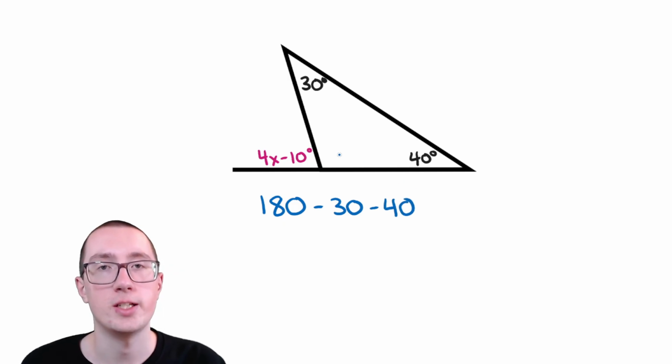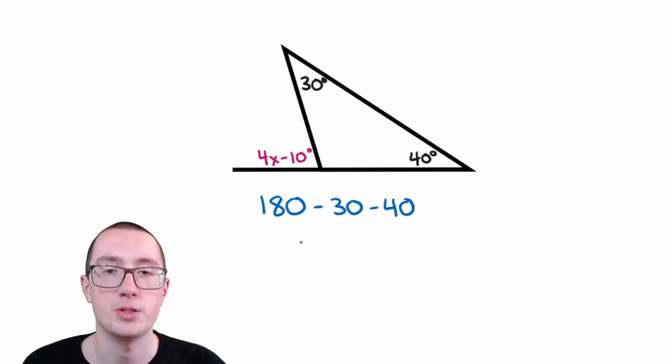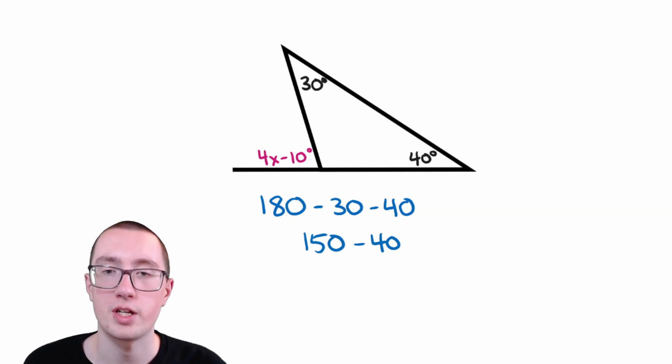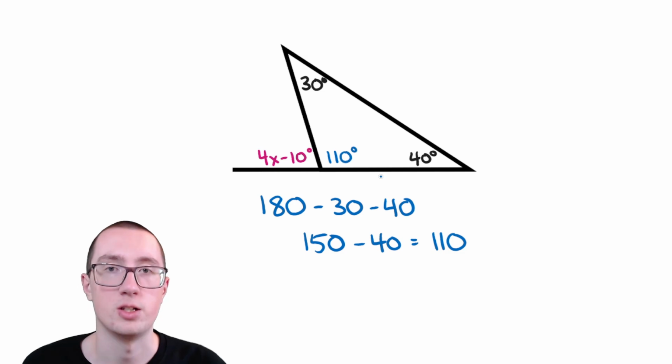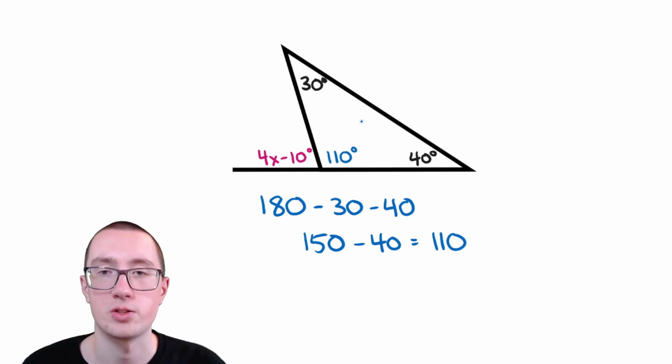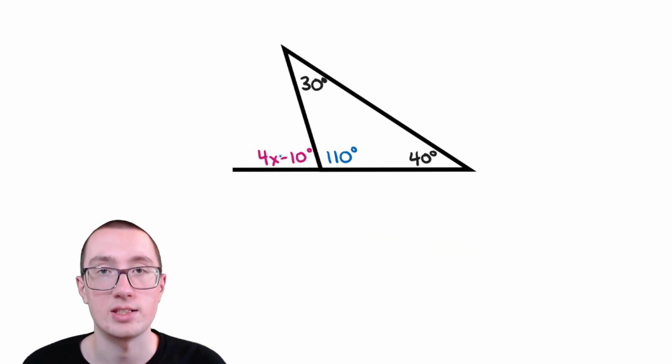So let's find out how many degrees are left for this angle that we don't know. 180 minus 30 is 150, and then 150 minus 40 is 110. Which means that this angle here is 110 degrees. And just to check our work, 110 plus 30 plus 40 does make 180.